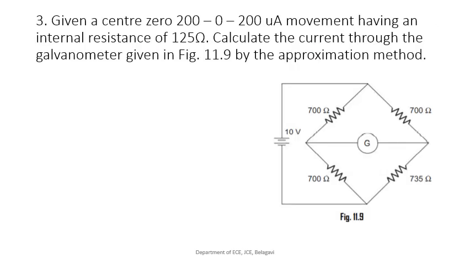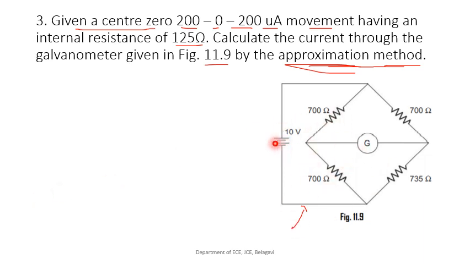Okay, third problem. Given a 200 microampere movement having an internal resistance of 125 ohms, calculate the current through the galvanometer given in figure 11.9 by the approximation method. The approximation method is important here. So this is the diagram.